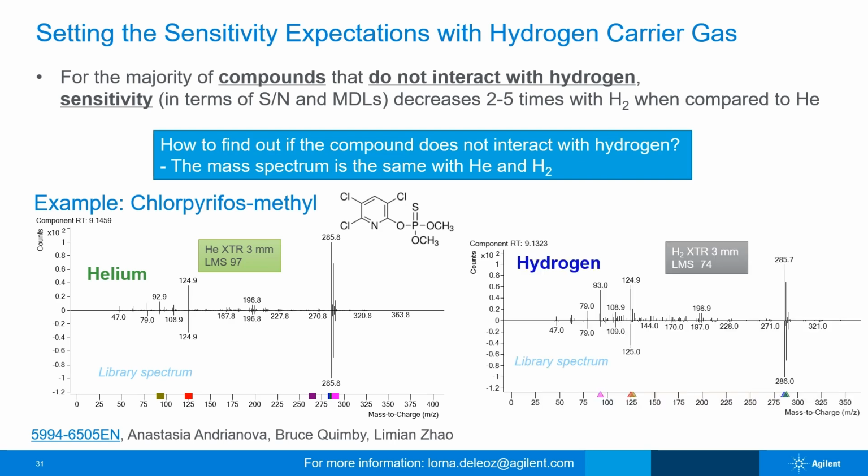On the right, we are looking at the deconvoluted spectrum of chlorpyrifos methyl acquired with hydrogen carrier gas, and generally the acquired spectrum looks similar to the library spectrum. The ion ratios are predominantly the same, and the library match score is relatively high at 74. So chlorpyrifos methyl can be qualified as a compound that does not react with hydrogen, and we did not expect any chemical reactions here, but it was great to confirm. Now what happens to sensitivity? Our working hypothesis is that it is going to decrease 2 to 5 times.